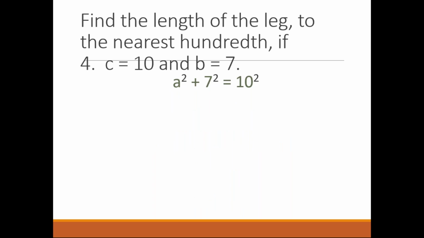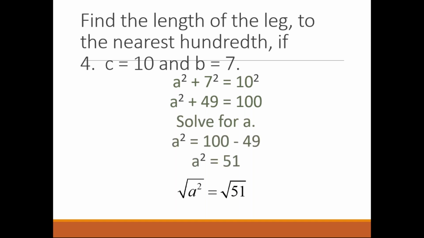Again, we can do the same type of question. C is 10 and B is 7, so I need to find A. So I need to find another leg. A squared plus 7 squared equals 10 squared. A squared plus 49 equals 100. A squared will be 51, and A will be square root of 51, which is approximately 7.14.